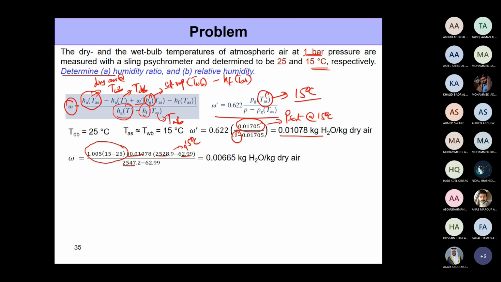Then this quantity right here at the bottom is at 25 degrees Celsius, the dry bulb temperature. And this one again is at 15 degrees Celsius, the wet bulb temperature. So this is the omega when you plug in the numbers, and it comes out to be 0.00665. And as expected, omega is smaller than omega prime. In fact, much smaller than omega prime. Okay, so that's basically the humidity ratio done. Any questions there?